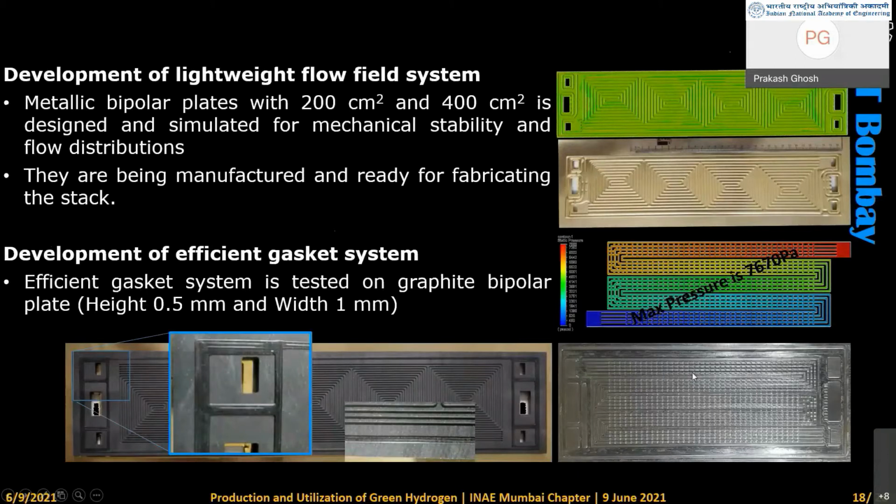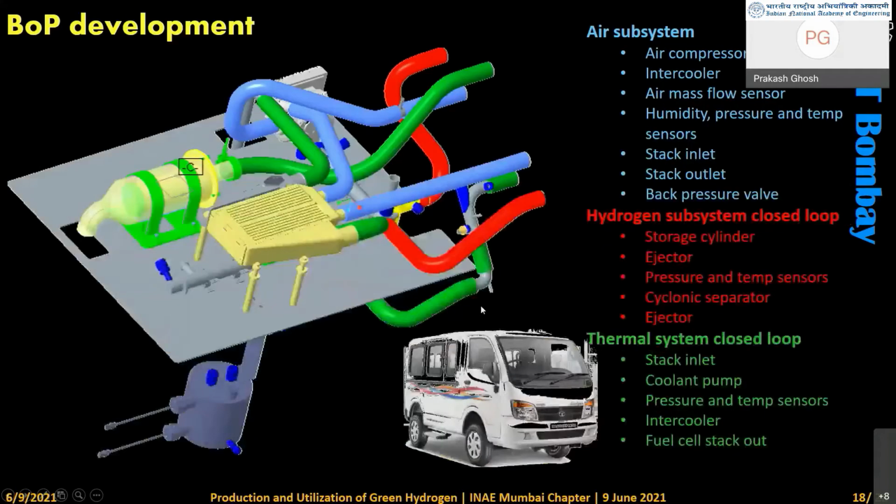And this is the 400 centimeter square area flow battery. And then finally, we have also done that gasket. You can see that we have dispensed our own gasket. This was one of the major challenges for us when we were going for scaling up. So now that bottleneck we have overcome. And this is the balance of plant. We have air subsystem, hydrogen subsystem.